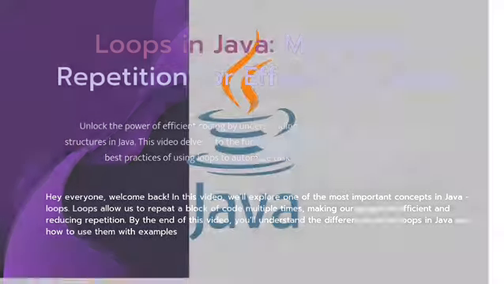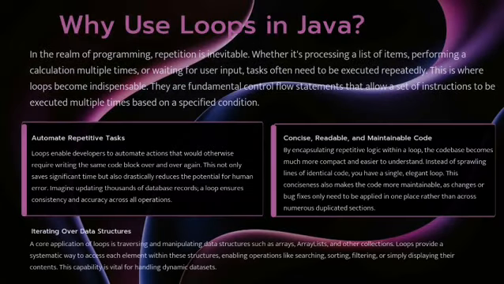with examples. Imagine you want to print numbers from 1 to 100. Without loops, you'd have to write 100 print statements. That's boring and inefficient. This is where loops come to the rescue. With just a few lines of code, loops help us repeat tasks automatically.